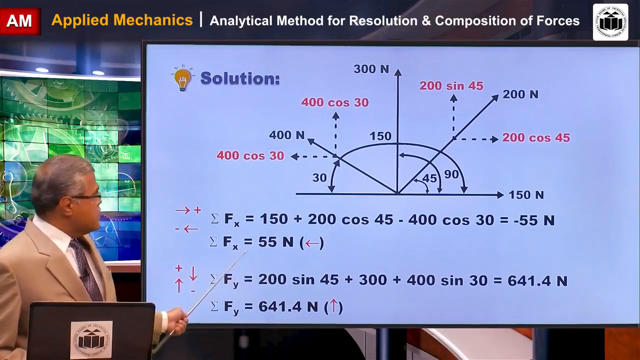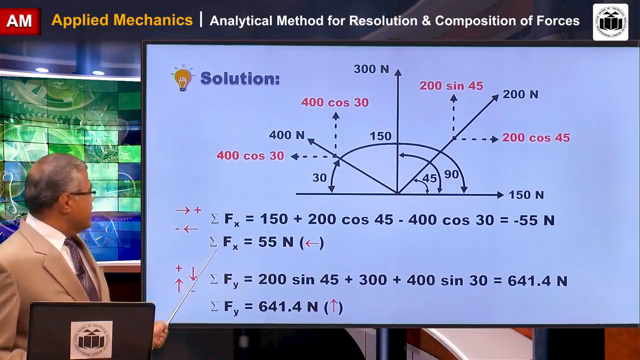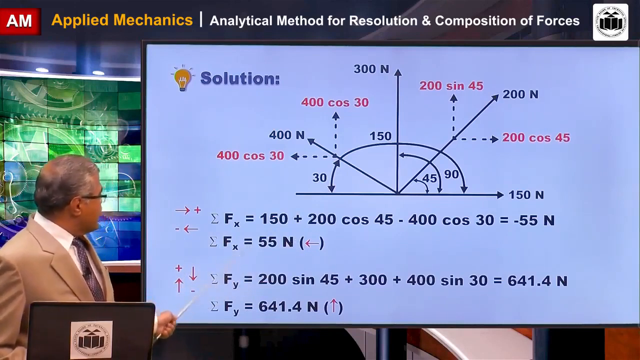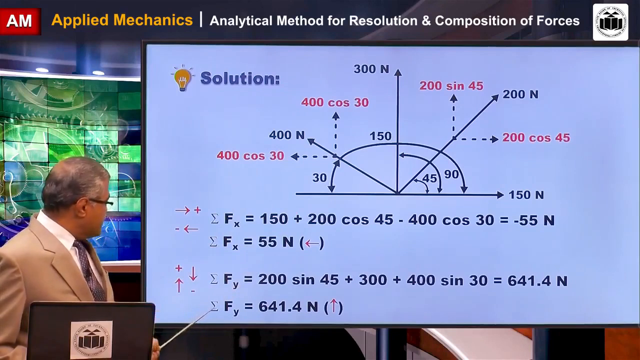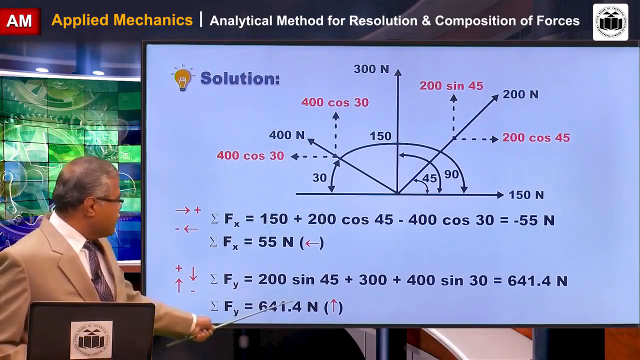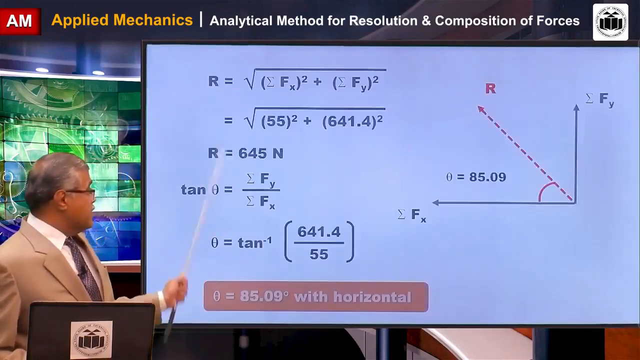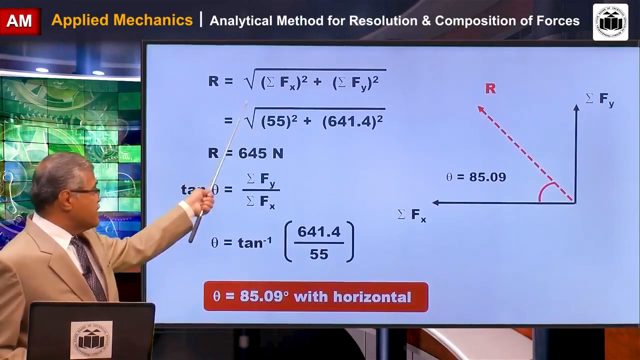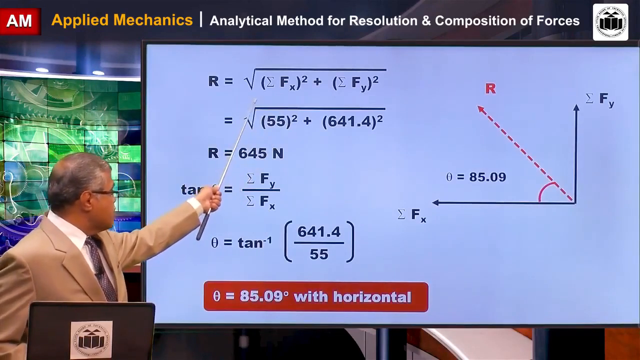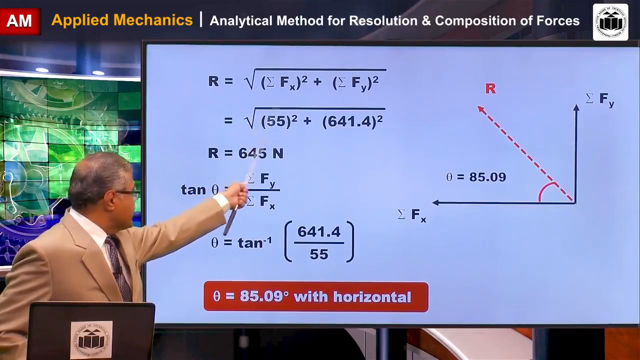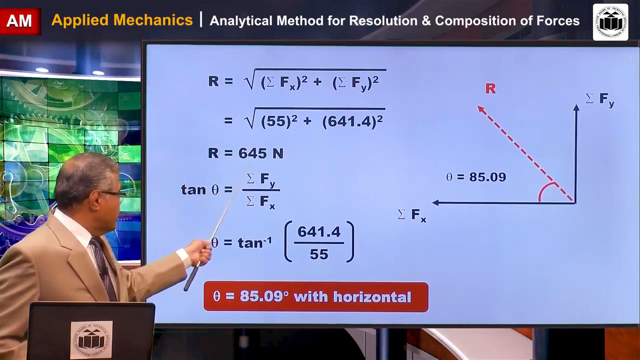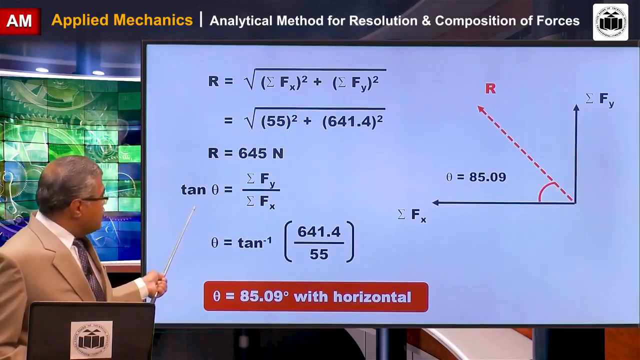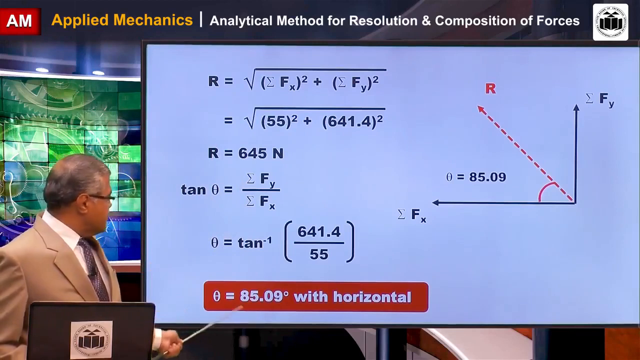By using these signs properly, we can determine the answers correctly. The answer of summation Fx comes out to be 55 Newton. The answer of summation Fy comes out to be 641.4 Newton. Then the resultant is to be determined. This is a formula, so there is no point of great importance; you only have to remember the equation and find the value of R. And theta is to be determined by using this equation.